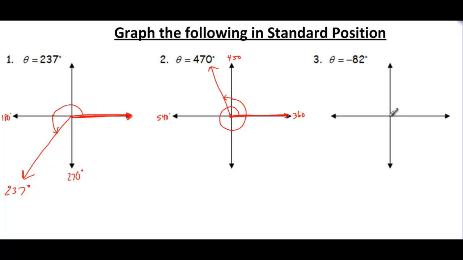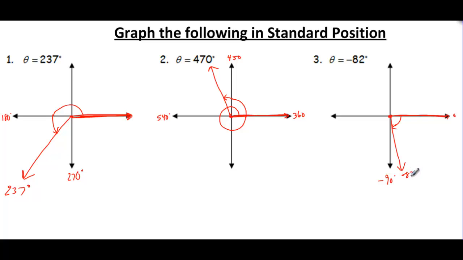So what about negative 82? Here's my initial side, but remember, if you're going to graph a negative angle, you rotate not counterclockwise, but clockwise. Well, this is 0. If I rotate backwards 90, this is at negative 90. But I know I only need to go negative 82, so I'm going to rotate 8 degrees less and put a little arrow, and that is negative 82 degrees.